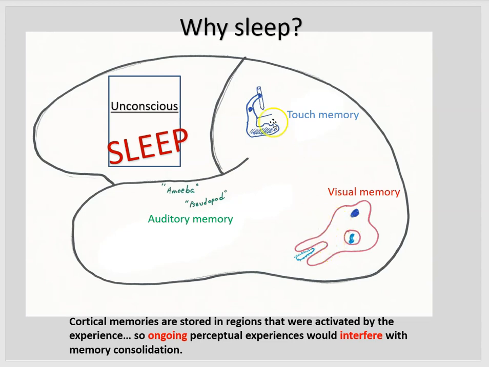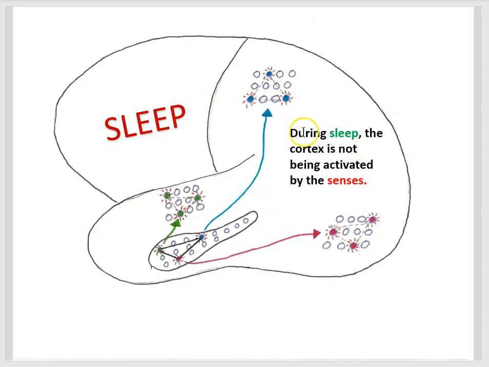But if we're going to strengthen these cortical memory traces, we don't want ongoing activity in these areas of the brain. We don't want to be seeing other things while we're trying to strengthen the memory traces of what we learned before. So during sleep, the cortex is not being activated by the senses. And this gives the brain a chance to selectively strengthen those cortical memory traces that were activated by the previous day's learning.